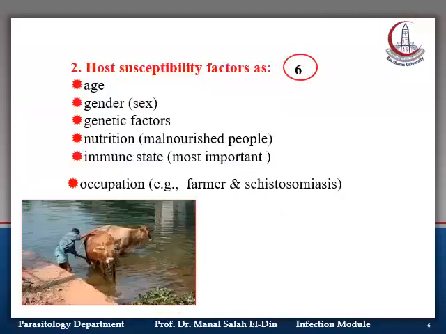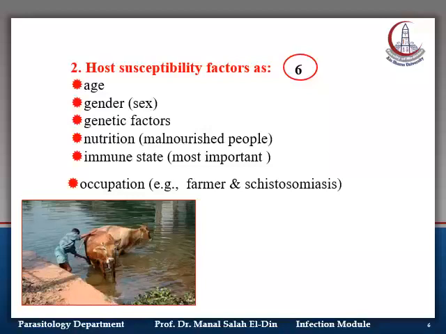Then we have number 2, the host factors. Okay, there are also 6 points. The age of the host affects him, and the gender or sex, whether male or female. Some parasitic infections are more common in males, others in females. Then we have the genetic factors. For example, people in certain areas of the world do not get malaria, a type of Plasmodium, or a certain protozoal infection because of genetic factors in their body.